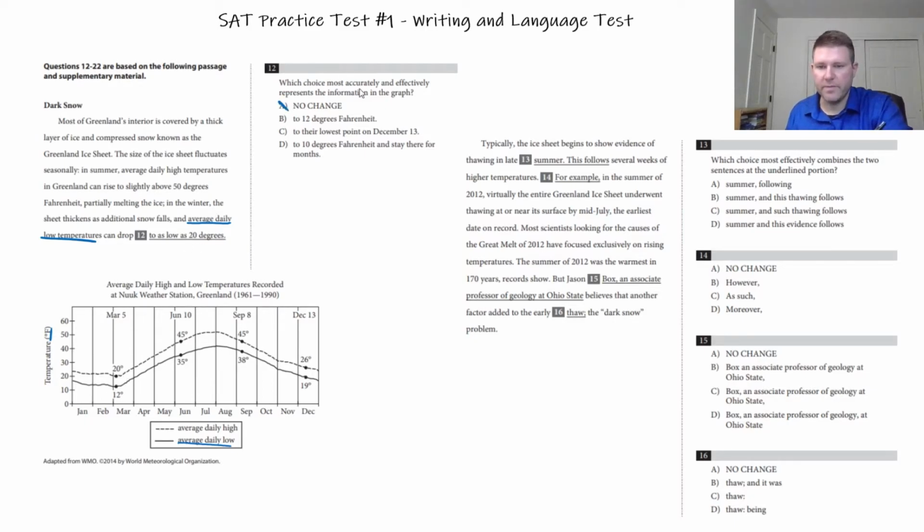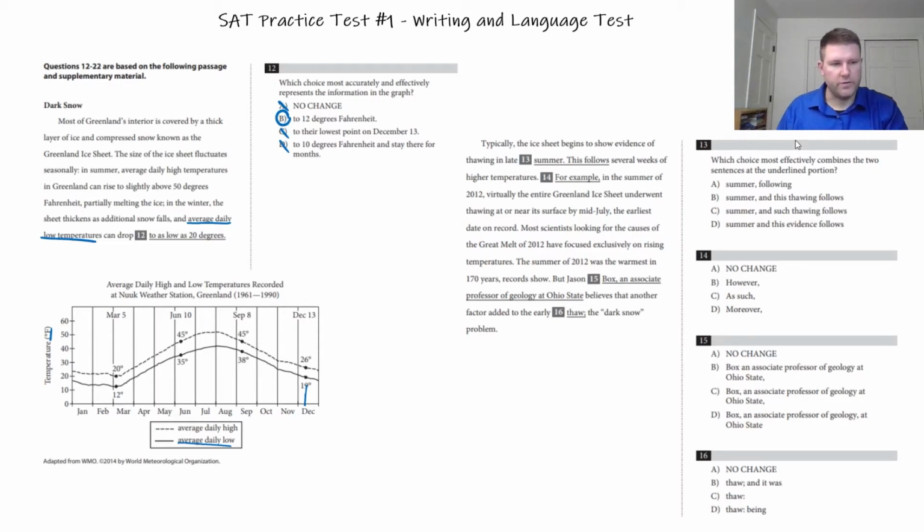So A is out. And then drops to 12 degrees Fahrenheit. That matches exactly what we have here, so we'll leave that around. To their lowest point on December 13th. December 13th would be like here. This is not the lowest the graph gets, right? That's out. And then D, to 10 degrees Fahrenheit and stay there for months. That would look like this. It'd be like a flat line all the way across. So definitely not that. Okay, so let me just get rid of that. There we go. Okay, so B it is.